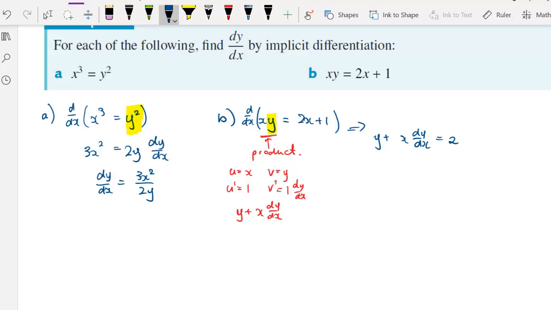Now we want to isolate dy/dx, so let's subtract y, and we have x dy/dx is equal to 2 take y, divide by x, and we've got dy/dx is equal to 2 take y on x. So nice and simple. Okay, so we can see that's pretty straightforward as long as we hold true to that understanding that if we differentiate by that related variable, then we multiply by that rate of change. And then it's just a matter of isolating the rate of change.